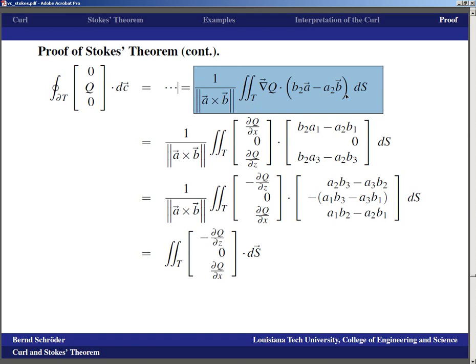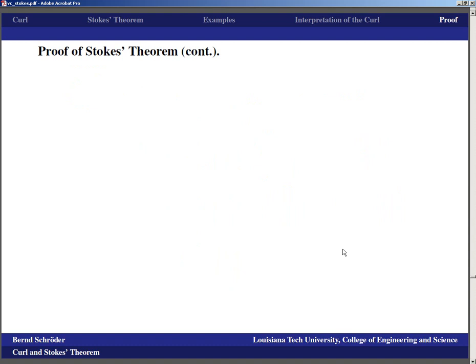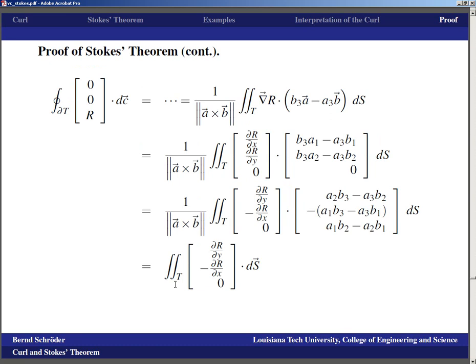And then the same kind of unscrambling of the components gives us that this integral is the integral over the surface of the triangle of (-dq/dz, 0, dq/dx). Go through that in detail if you wish. Similarly, for the vector field (0, 0, r), I end up with the line integral being the surface integral of (dr/dy, -dr/dx, 0) over the triangle.